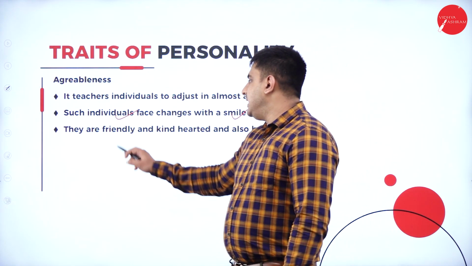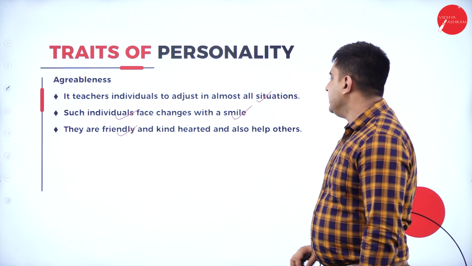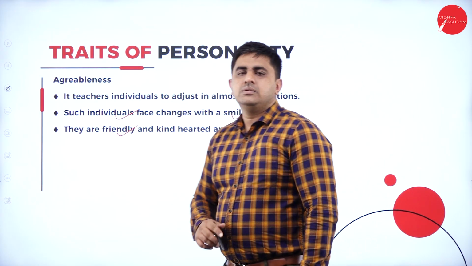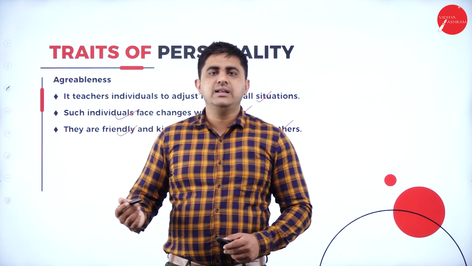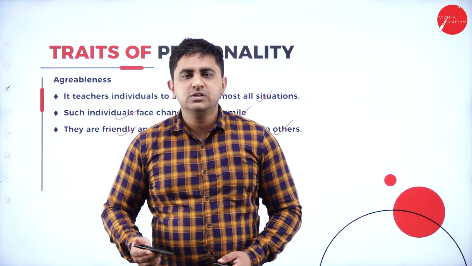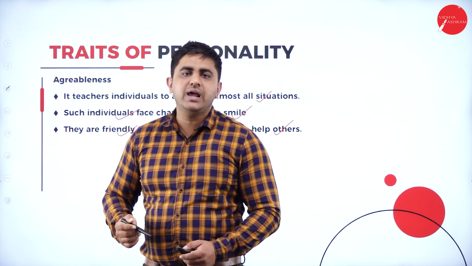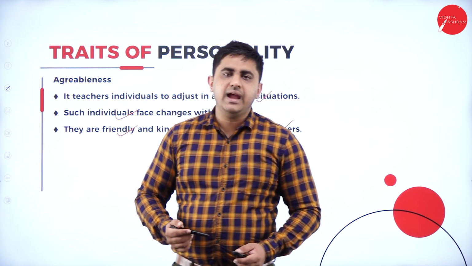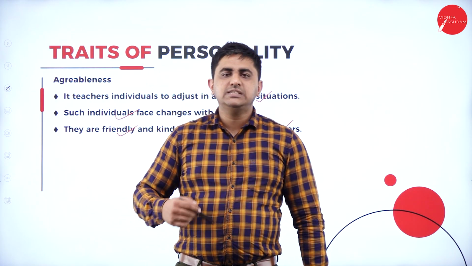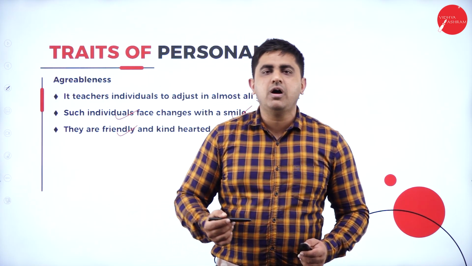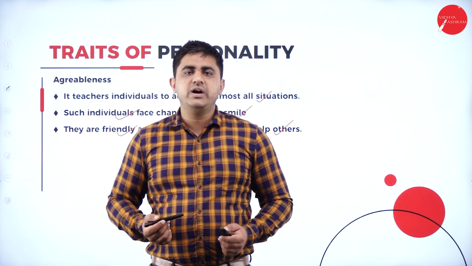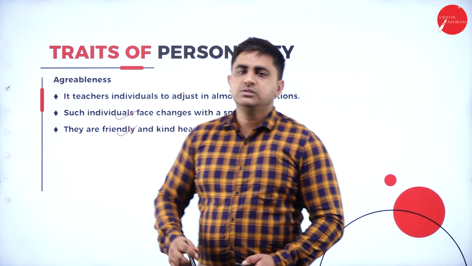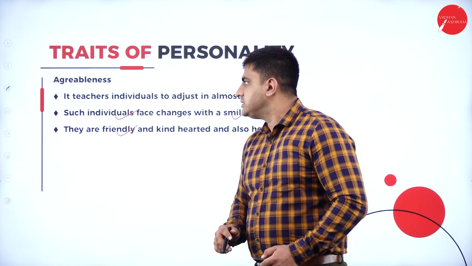They are friendly and kind-hearted and also help others. Suppose one of their friends is facing difficulty in life. These kinds of people are ready to help him out. They know what the reality is and they want to help such people. So they agree to all the things that come forward in life, whether it is positive or negative to them. So this is regarding your agreeableness.